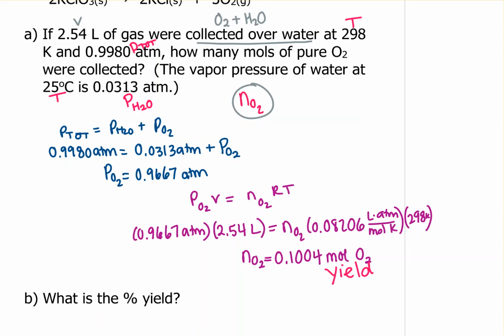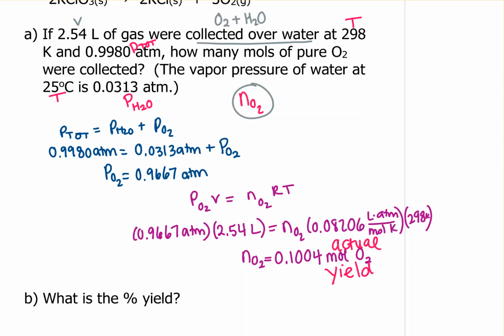This one is an actual yield. And the way that I know it's an actual yield is that it is what was observed. We collected an amount of gas, and this is how much oxygen must have been in that. The other way of knowing is that I did not use stoichiometry to get it. Theoretical yields rely on you using the coefficients and stoichiometry to make a prediction based on the amounts of the reactants. I didn't do that. I just looked at the volume collected and used gas laws to say how many moles of oxygen were in there. So that is our actual yield.